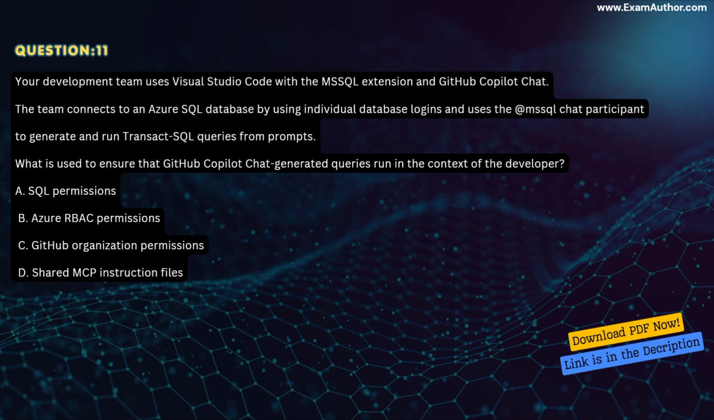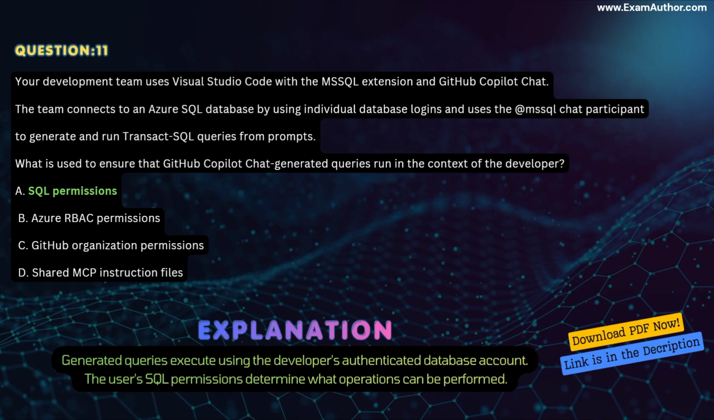A. SQL permissions. B. Azure RBAC permissions. C. GitHub organization permissions. D. Shared MCP instruction files. Correct answer A. SQL permissions. Explanation. Generated queries execute using the developer's authenticated database account. The user's SQL permissions determine what operations can be performed.